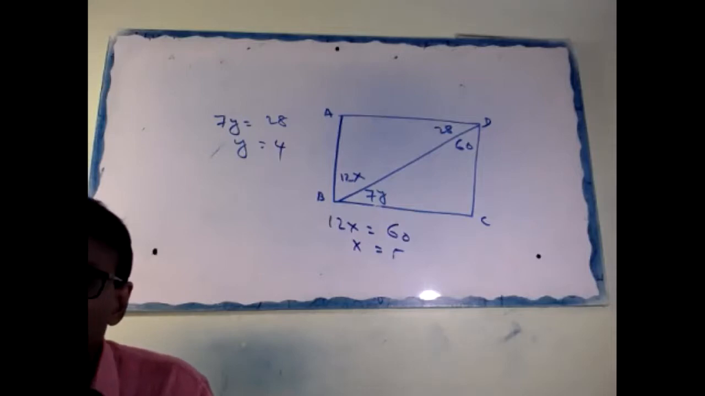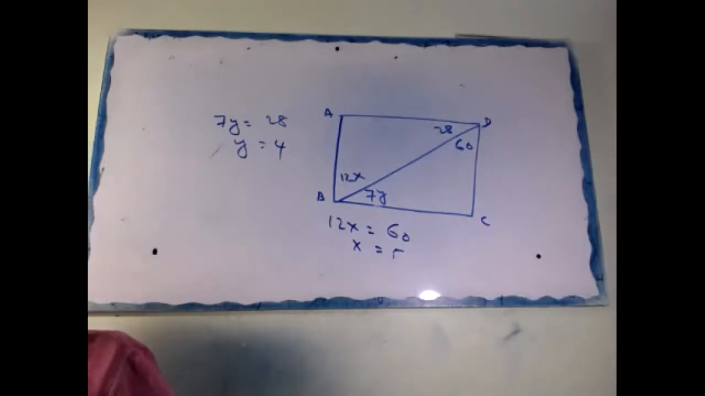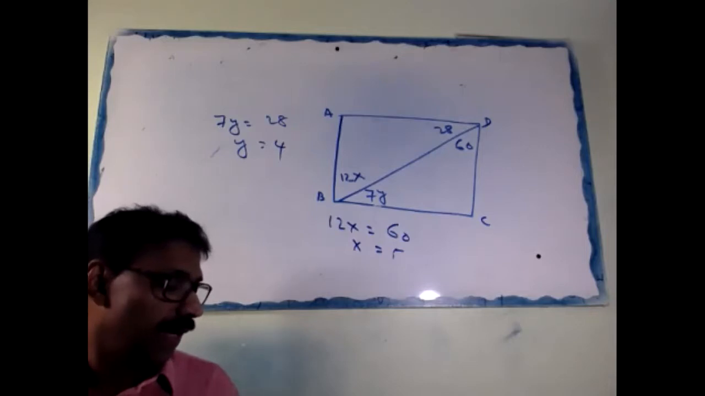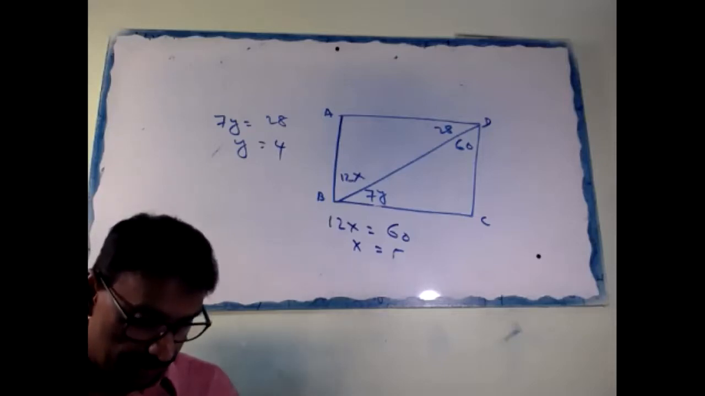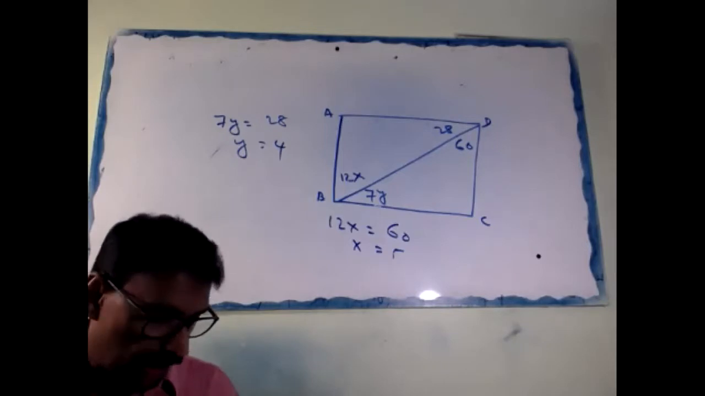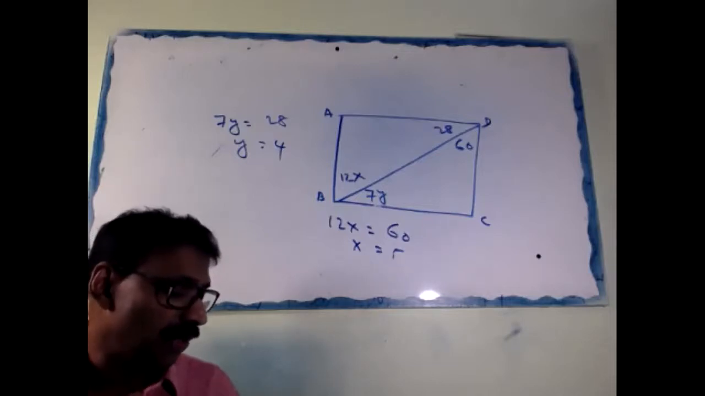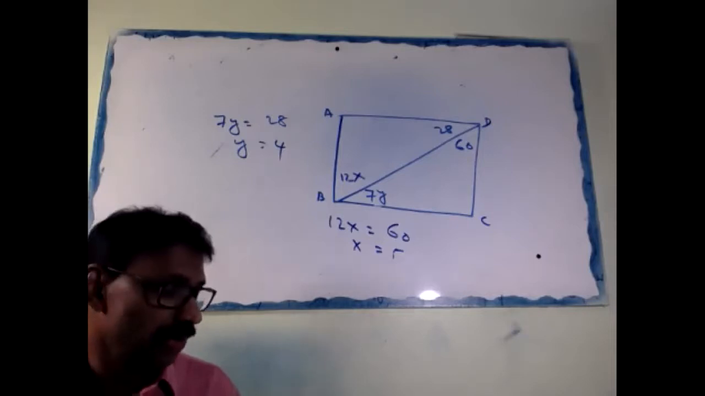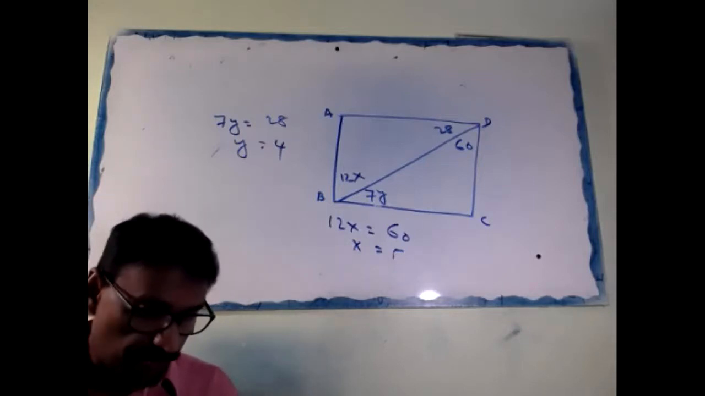Okay, so next question. The angles of a quadrilateral are in the ratio 3:5:9:13. Find all the angles.